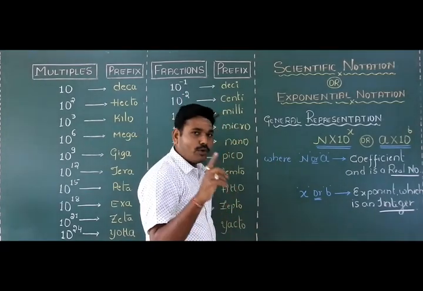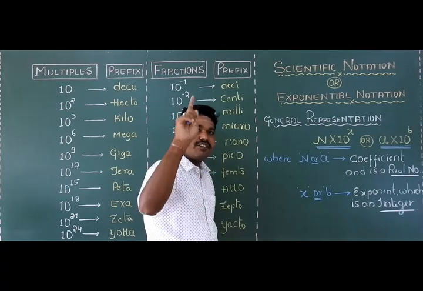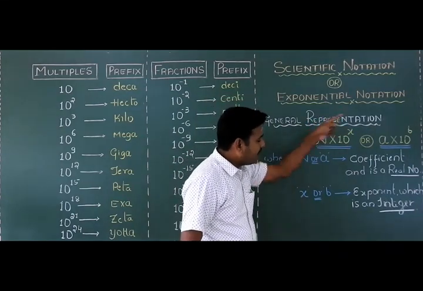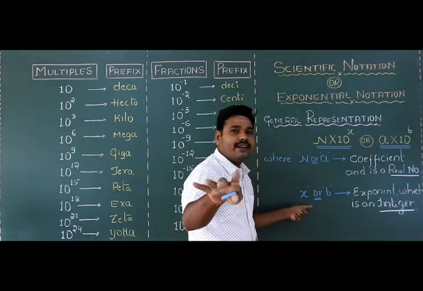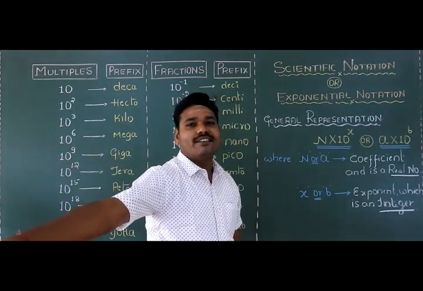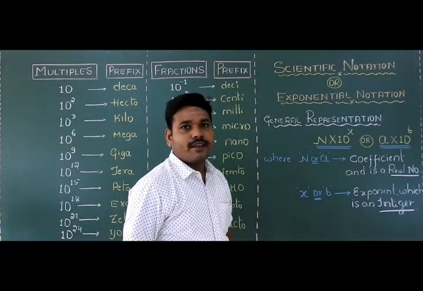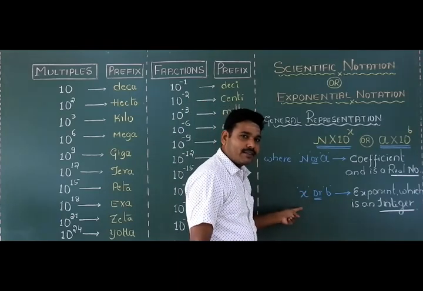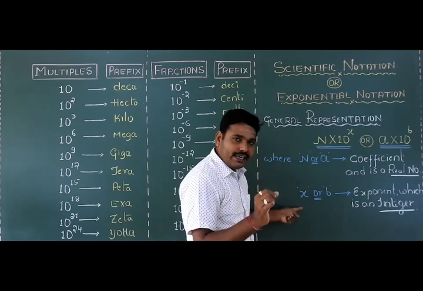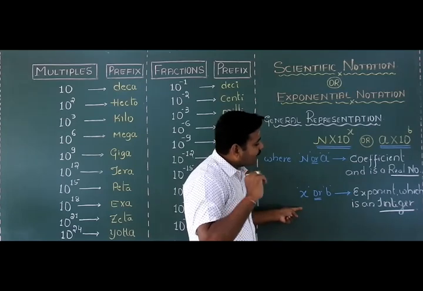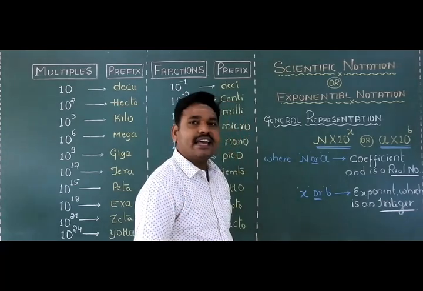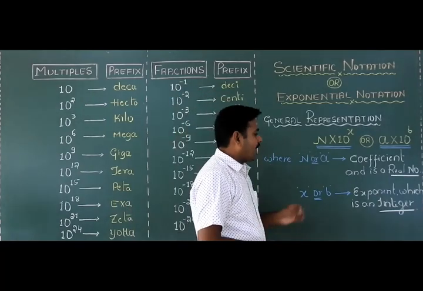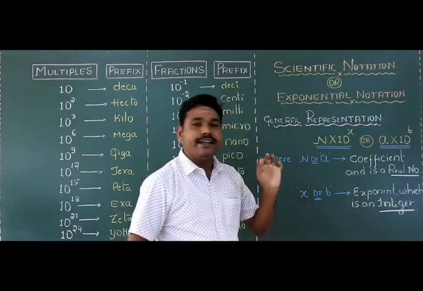And now coming to one more important part, 10 to the power of x, 10 to the power of b, where x or b indicates exponent which is an integer. Listen to this point carefully, students. x or b are nothing but the exponent, which is an integer. This x is called the exponent, and this x is always an integer.